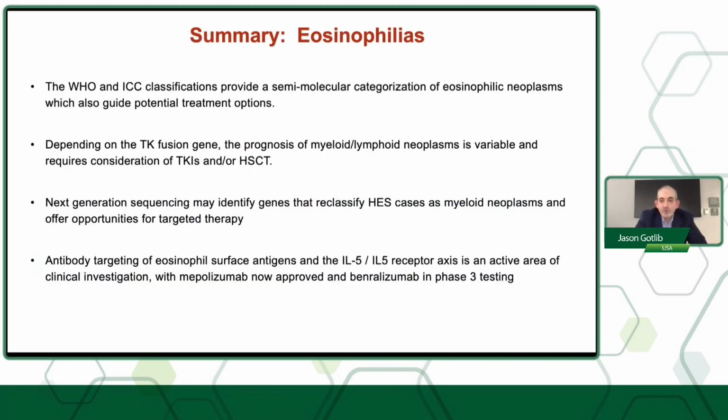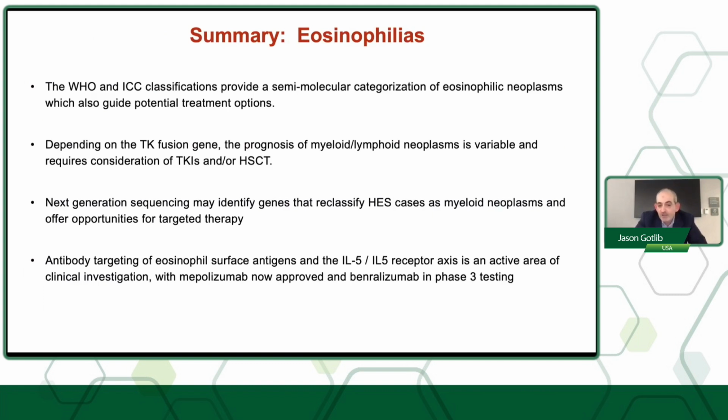So to summarize, I would say that the WHO and ICC classifications provide a semi-molecular categorization of eosinophilias, which also guide treatment options. And for myeloid lymphoid neoplasms with eosinophilia and tyrosine kinase gene fusions, the prognosis is variable, but now we have more targeted agents. And I think that those agents are very useful for bridging patients to transplant if that is an option. I think that next generation sequencing is very important for identifying targetable genes.